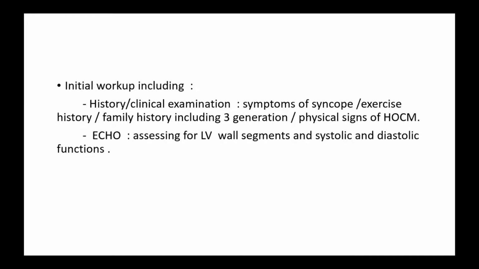So you ask about the history and the clinical examination for this patient. You will be looking for all the signs of hypertrophic HOCM, family history, especially asking about 3 generations for any history of cardiomyopathy, history of exercise, and if they had any history of syncope before. And then the second thing you will ask for is an echo to assess his LV function.